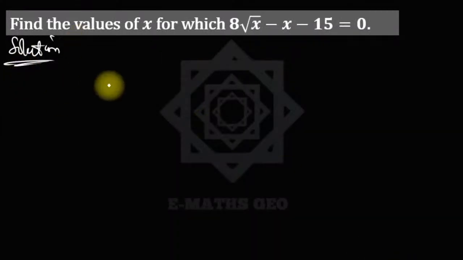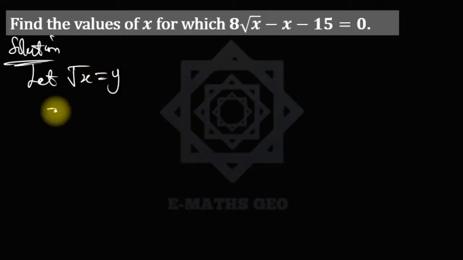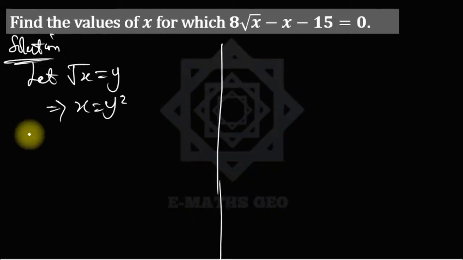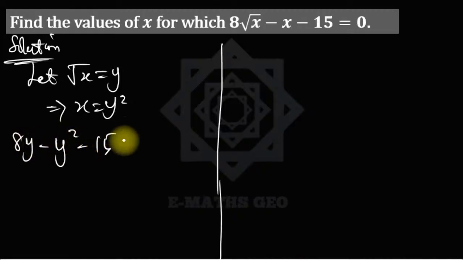So find values of x for which 8 root x minus x minus 15 is equal to 0. Since I'm seeing square root, let's call root x to be y. So what do you notice? This implies that x is now y squared, that's squaring both sides. So we now go back: I have 8 times y minus y squared minus 15 equal to 0. Yes, so I substituted this.